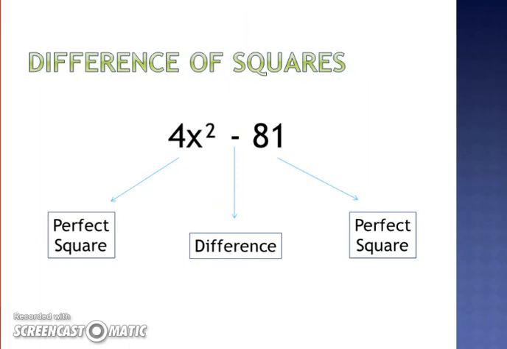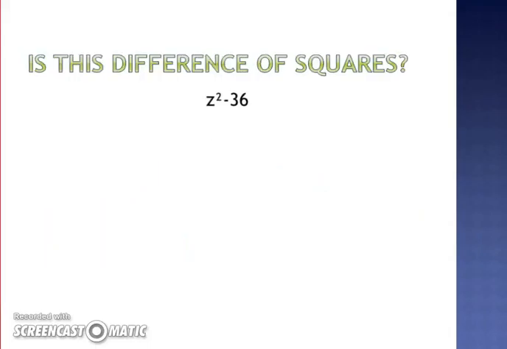That is showing us the difference of squares pattern where that first term is a perfect square. We have a difference, or subtraction, between the two terms, and the last term is a perfect square. So that's the way to identify if it's a difference of squares pattern: if you're subtracting two perfect squares. So to determine if something is a difference of squares pattern, we want to look to see if that first term and that second term are both perfect squares and it has subtraction.